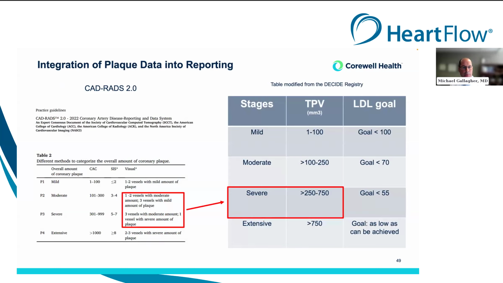And now what we're able to do is create staging systems. This is taken from a registry looking at 20,000 patients, stratifying them according to their total plaque volume. They characterize mild plaque volume with a plaque score of 1 to 100, moderate 100 to 250, severe 250 to 750 cubic millimeters, and extensive greater than 750 cubic millimeters. And so what we've started to adopt is to classify this as our P1 through P4 staging systems. So now we have a relatively accurate, quantitative, and reproducible way in which we can characterize our overall plaque burden.